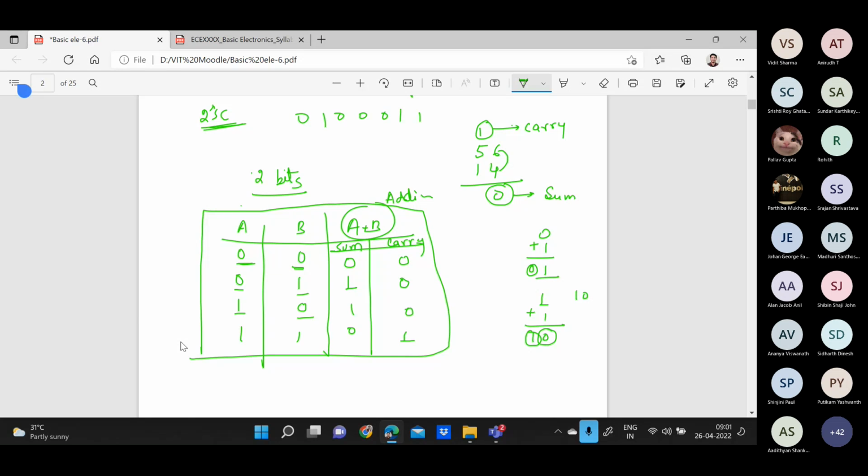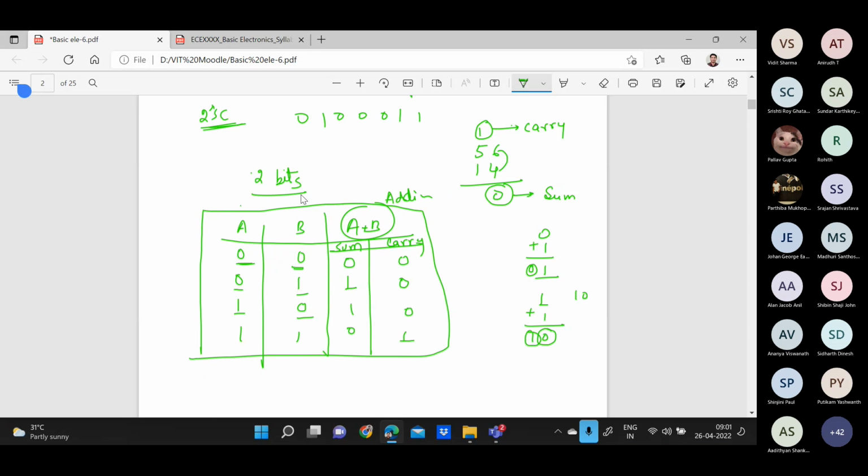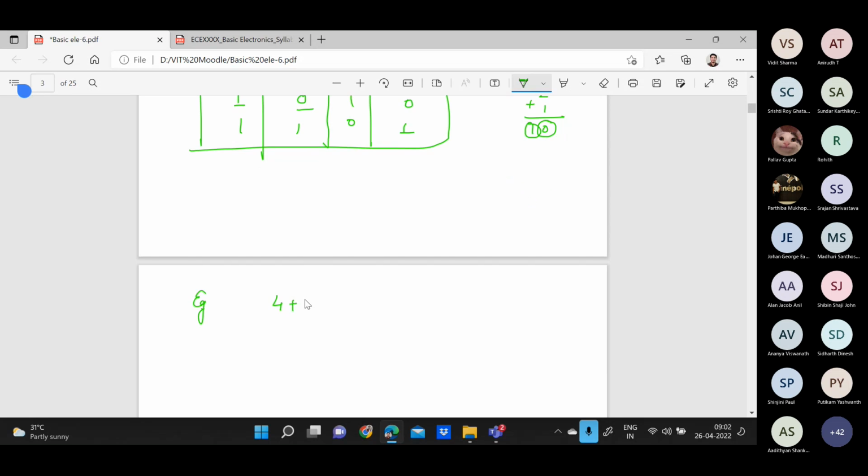So that's the way. Now, for example, if they say add 4 and 5, this is only when we have 2 bits, right? Now, for example, you have two numbers, like they said, add 4 and 5. By using the binary addition, you add them.